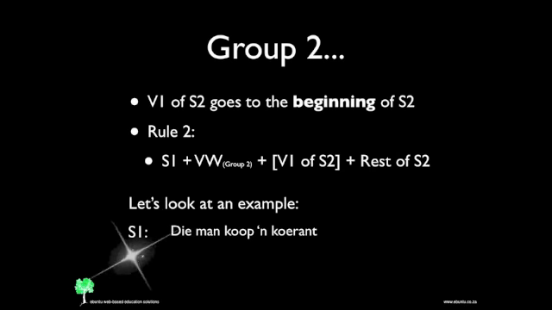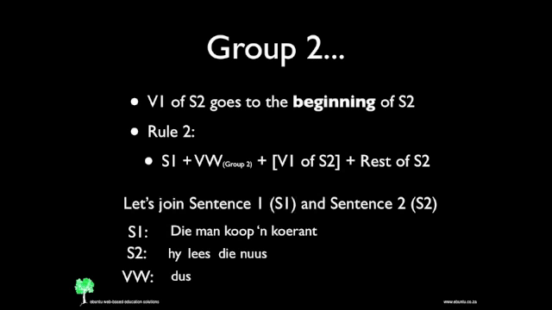Now, let's look at an example to see how that applies, using the same example sentences. Sentence 1, die man koop 'n koerant. Sentence 2, hy lees die nuus, he reads the news, and the VW or conjunction we're going to use is dus, which means therefore. When you join the two sentences, keep an eye on verb 1 of sentence 2 and where it ends up. Where it is at the moment, in hy lees die nuus, the verb 1 is lees, which I hope you've been able to identify on your own.